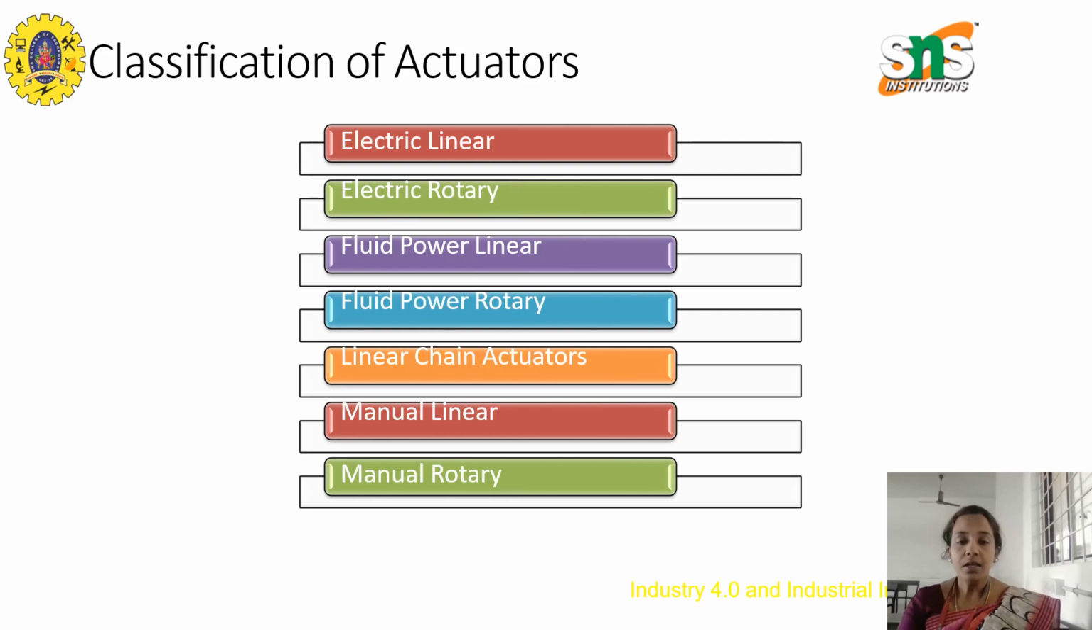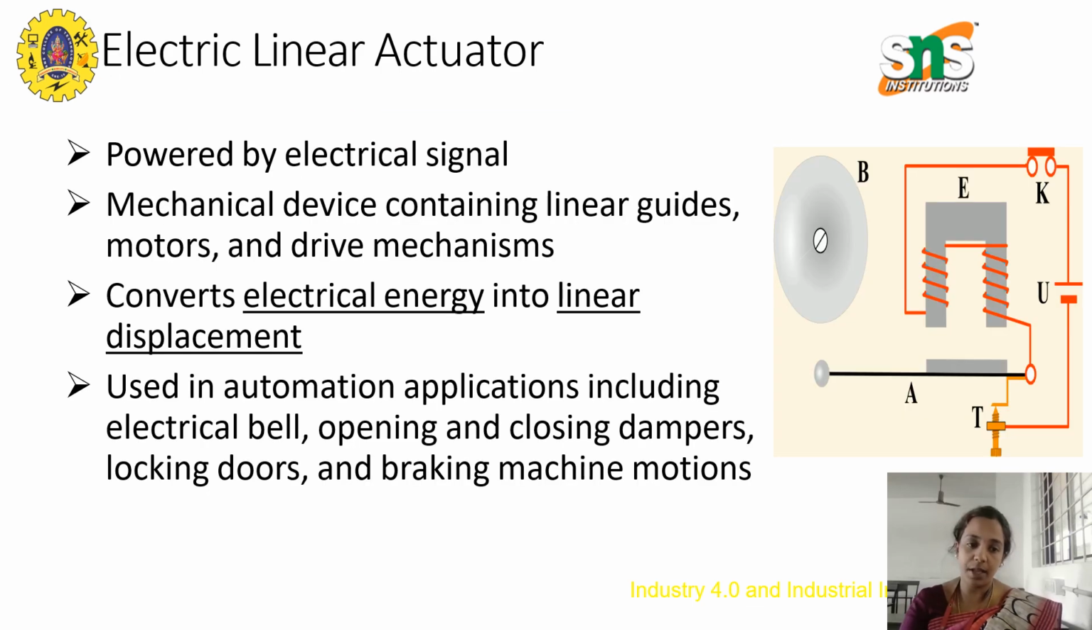Classification of actuators. These are the several classifications of actuators: the electric linear actuators, electric rotary actuators, fluid power linear actuators, fluid power rotary actuators, linear chain actuators, manual linear actuators, manual rotary actuators. The electric linear actuator circuit diagram is shown in the figure. An electric linear actuator is powered by the electrical signal. It is a mechanical device containing linear guides, motors and drive mechanisms. It converts electrical energy into linear displacement.